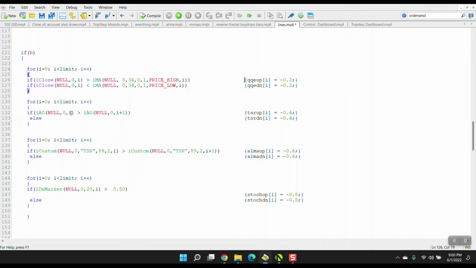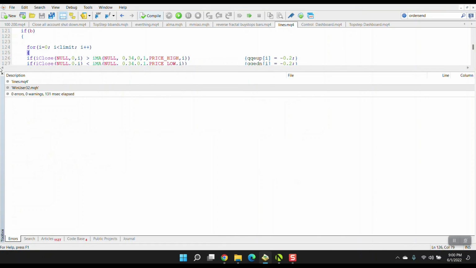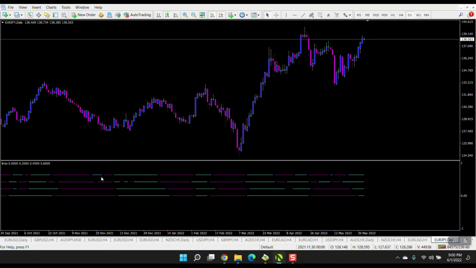If the AO is greater than the AO last time, then AO is going up. It says TSR, but I'm just reusing that buffer. And so on. There's the TSR 89 and DeMarker greater than 50. Let's see if this will compile. Yep, it did.